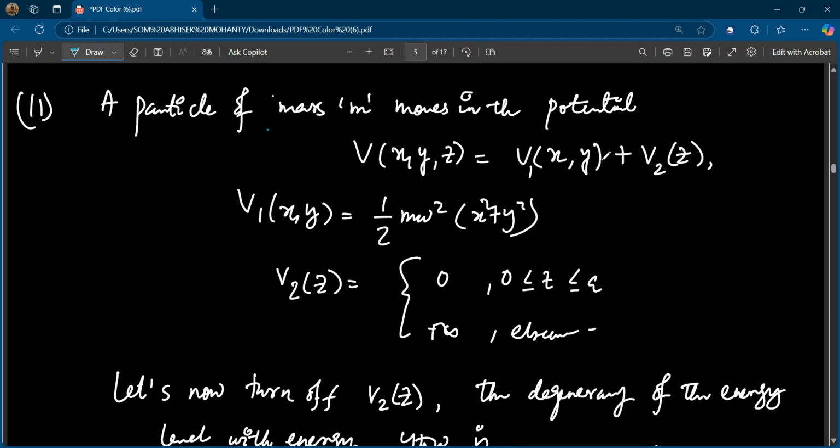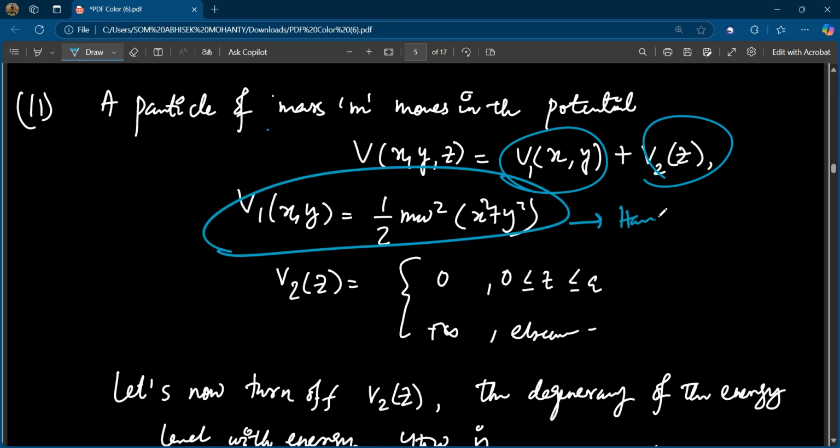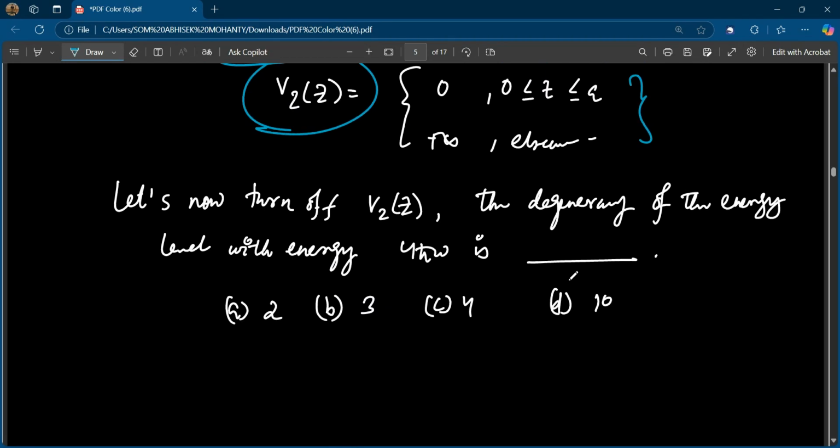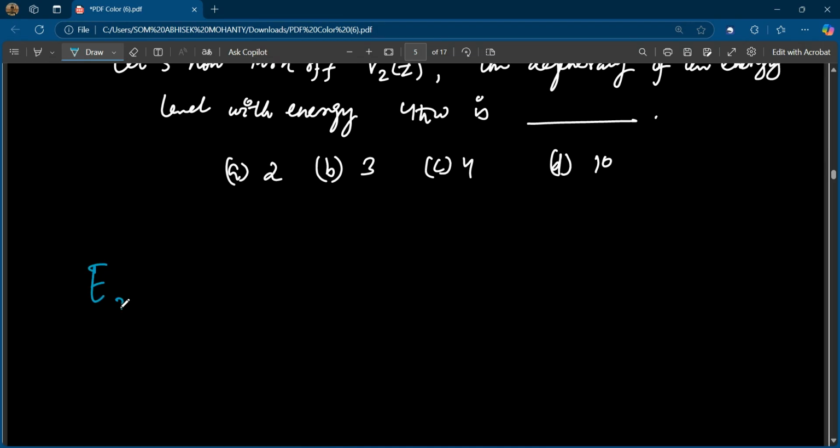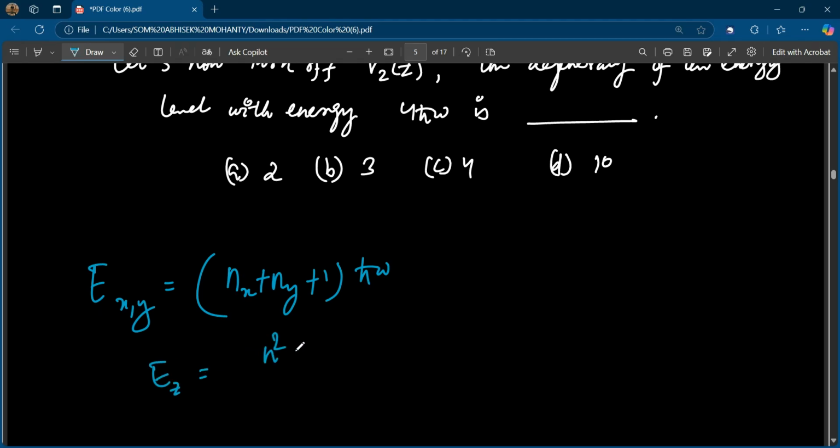See, here there are two potentials. The first potential is for a harmonic oscillator, and there are two coordinates x and y. The z coordinate is a particle in a box kind of potential, a 1D potential. For the harmonic oscillator, we know the energy is nx plus ny plus 1 times h cut omega, and for the z part it is n square pi square h cut square by 2 m a square.